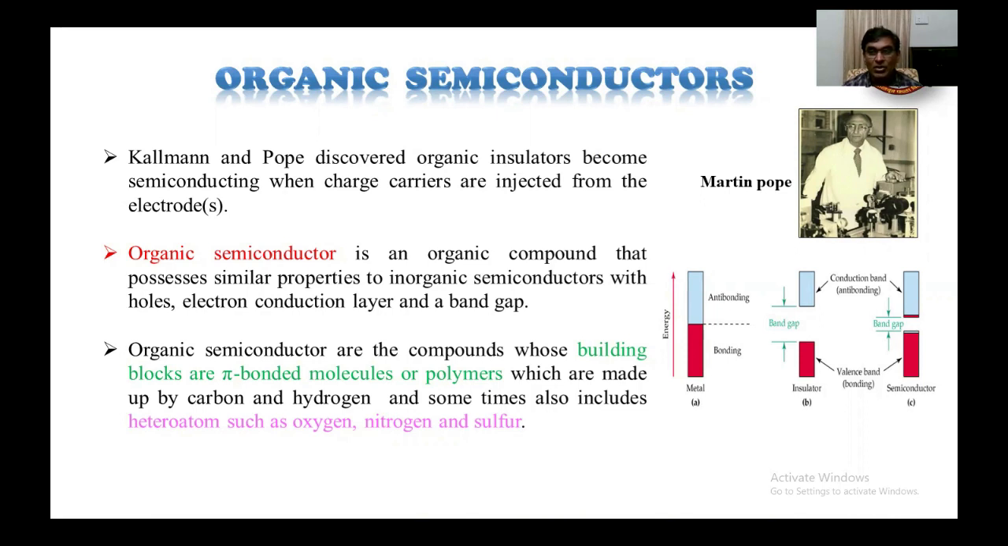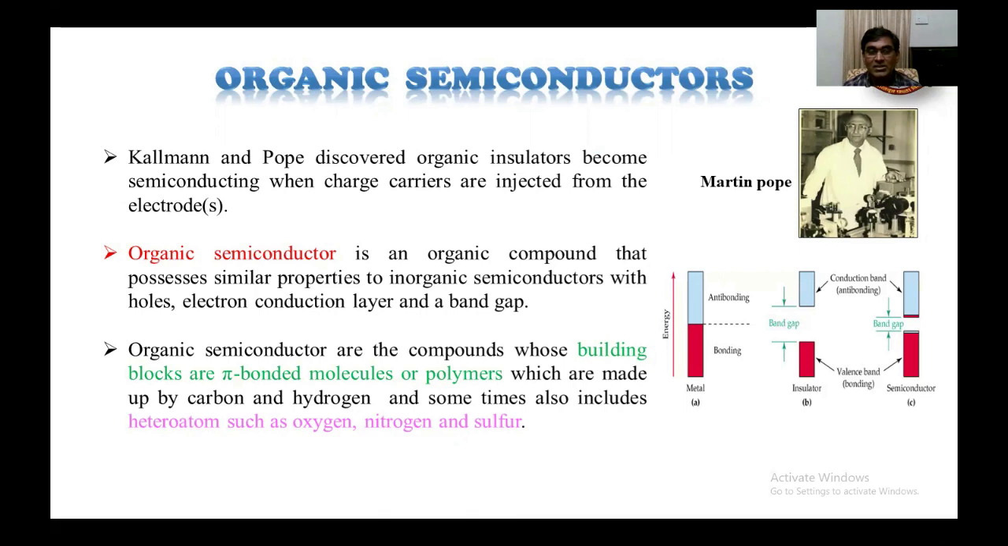Organic semiconductors are compounds whose building blocks are pi conjugated molecules. Small molecules are called oligomers, or the polymers of large molecules, which are made up of carbon and hydrogen, and sometimes possess heteroatoms like nitrogen, sulfur, and oxygen.